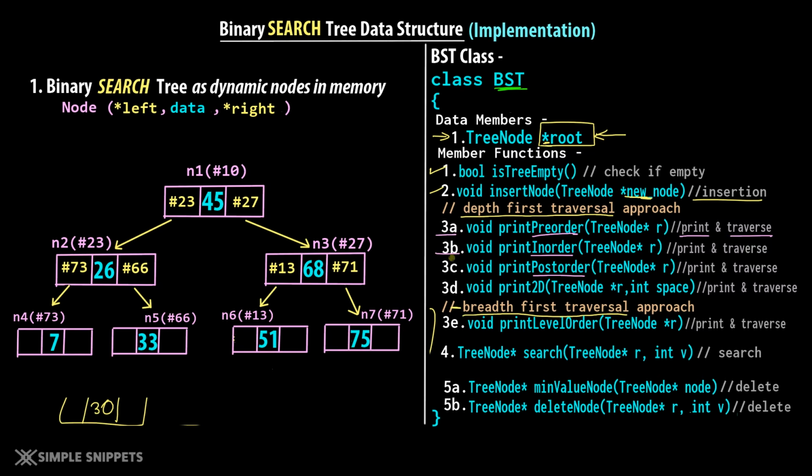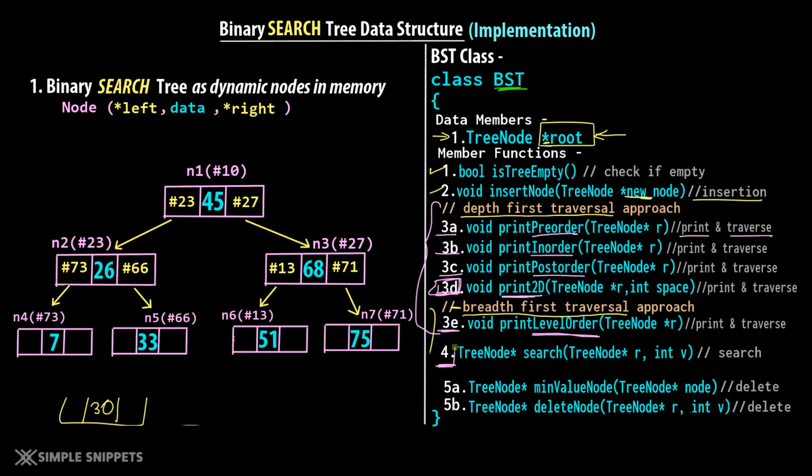So 3A, B, C and D are nothing but depth first traversal approach, and 3D is a different way to print the entire tree in a 3D way. Again, we will talk about this in detail, don't worry. So A, B, C are the three different ways: pre-order, in-order and post-order. 3D is a special way to print the tree so that you can see a tree visually also. 3E is the way you print the level order or breadth first traversal. Breadth first traversal is also known as level order. So this was entire thing about printing and traversal.